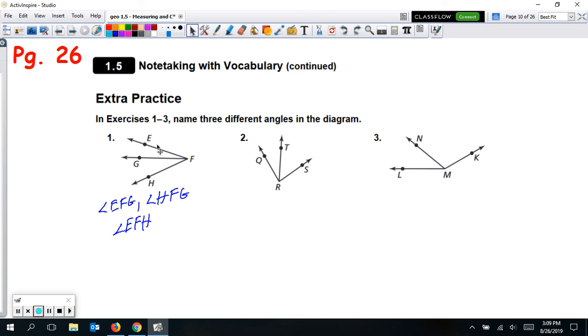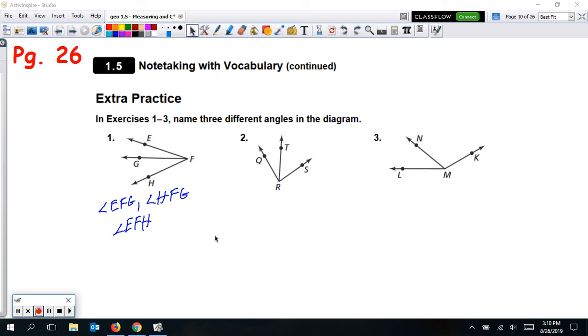Now you could have also said angle HFE, and that would have been okay. For the other one we could have said GFE. So it's okay as long as F stays in the middle. The vertex has to be in the middle. That's the main thing. So those are the 3 different angles. We want a name for each of the angles. So now go ahead and pause the video and do the same thing for number 2 and 3. Give the 3 names for the 3 different angles that you see in 2 and 3.